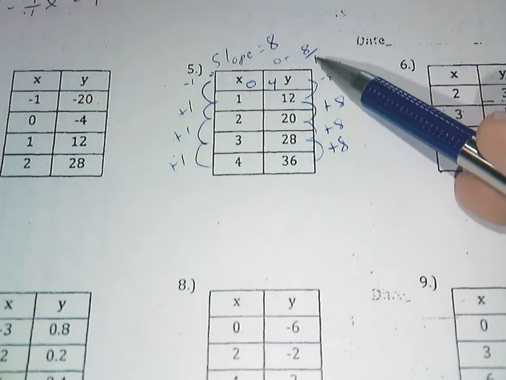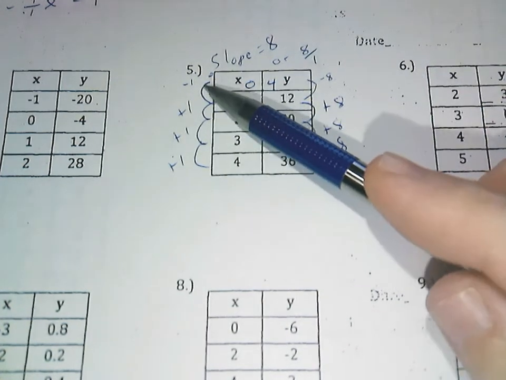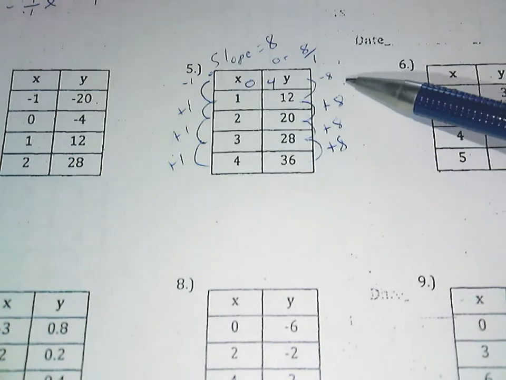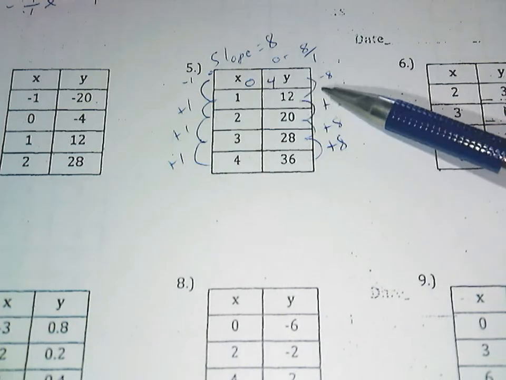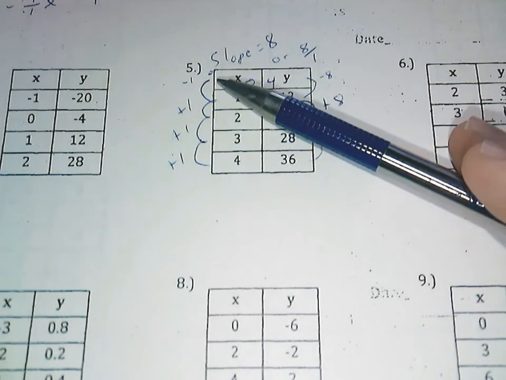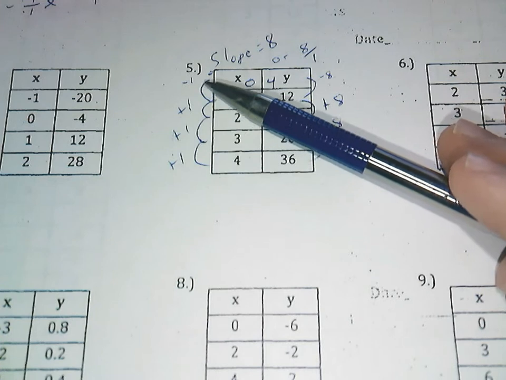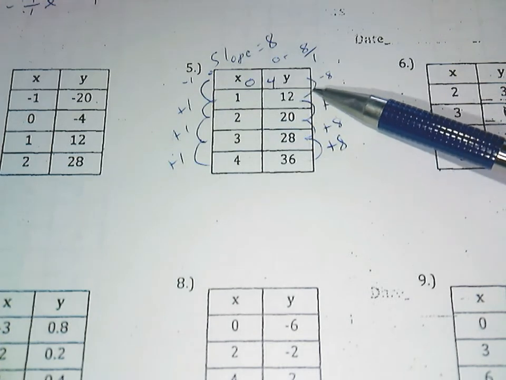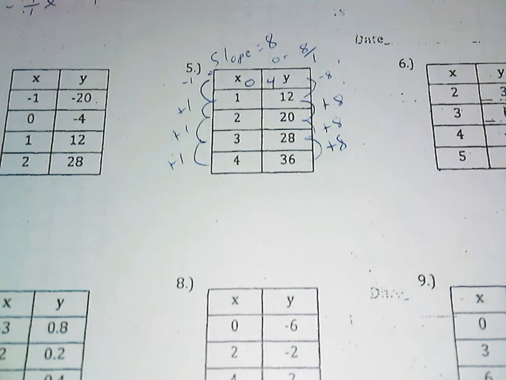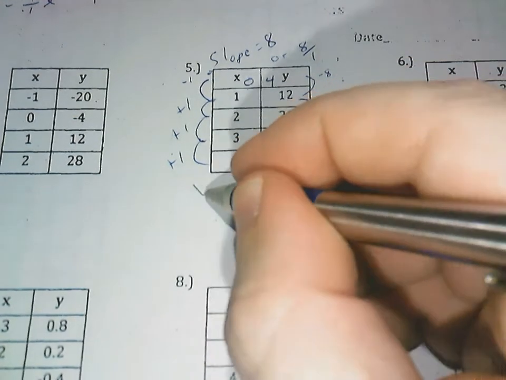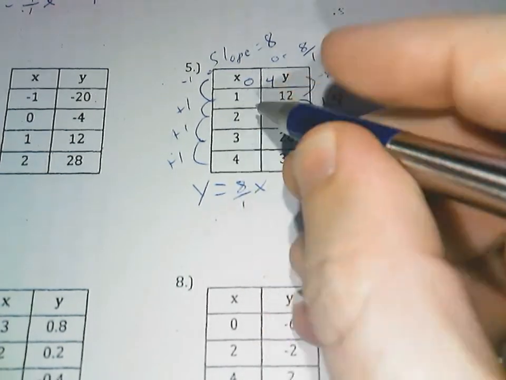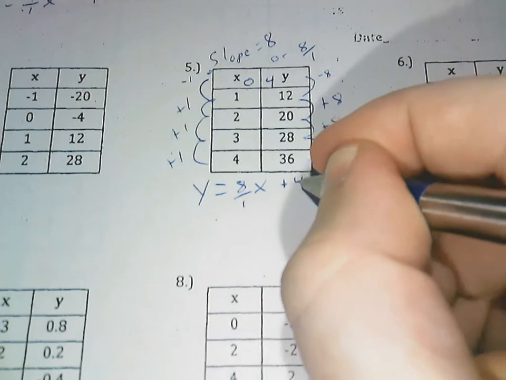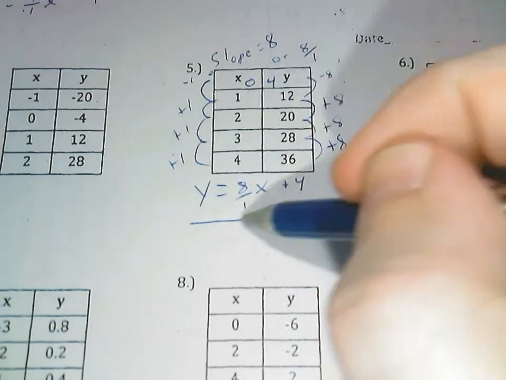So all I did was I used my slope. Where they were going upwards in this direction, I just had to go backwards to get to 0. So instead of adding 1, I took away 1. Instead of adding 8, I took away 8, and I got 0 and 4. So my y-intercept is going to be 4. To do my equation, it's going to be y is equal to 8, or 8 over 1, x. And then it would be plus 4. And that would be my answer right there.